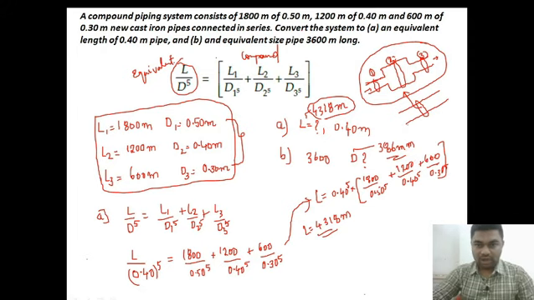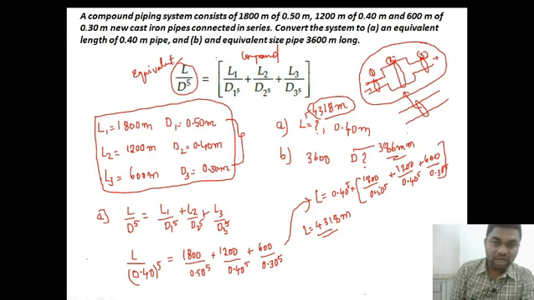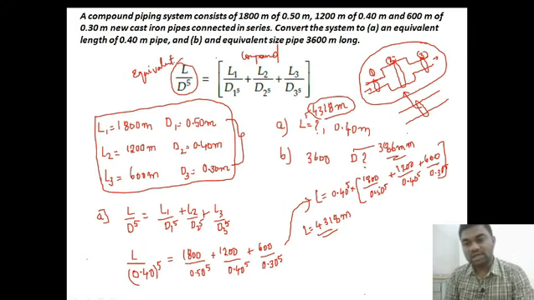You have got the answer. In case A, the L of the equivalent pipe is unknown, and all other things are given. In case B, the diameter of the equivalent pipe is unknown, and all other things are given. Hope you have understood this problem. Thank you.